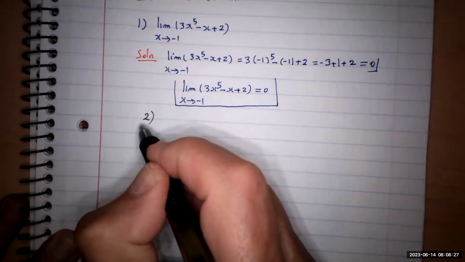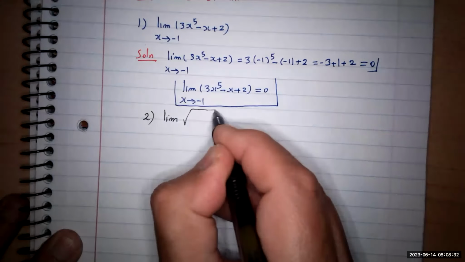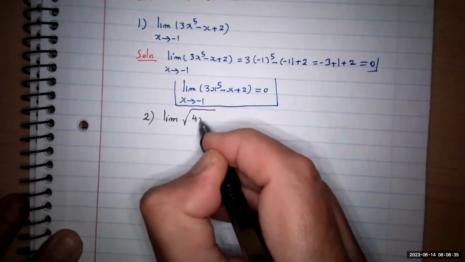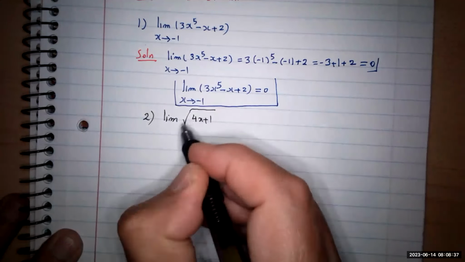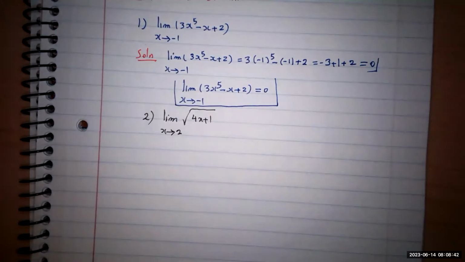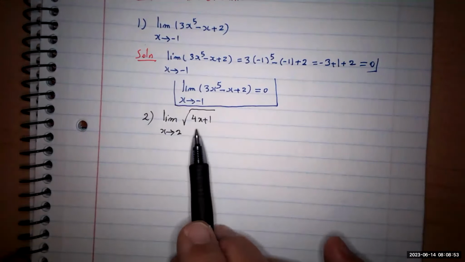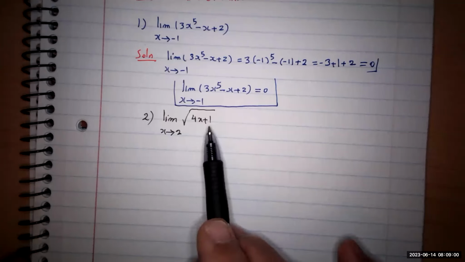Ready for case 2? Case 2 is kind of a radical function. For example, the limit of the square root of 4x plus 1 as x goes to 2. We have a radical function, and we talked about it. If you want to find the limit of the radical, you have to take the limit inside. When you take the limit inside, 4x plus 1 is a polynomial, and direct substitution gives you the result.